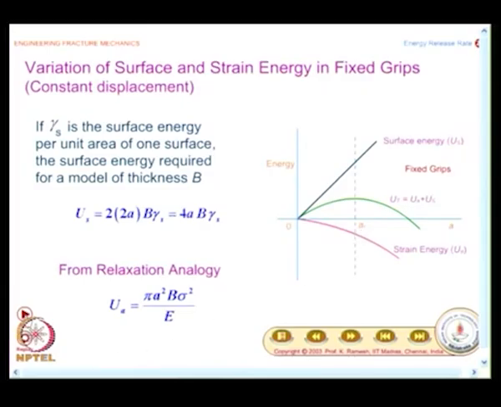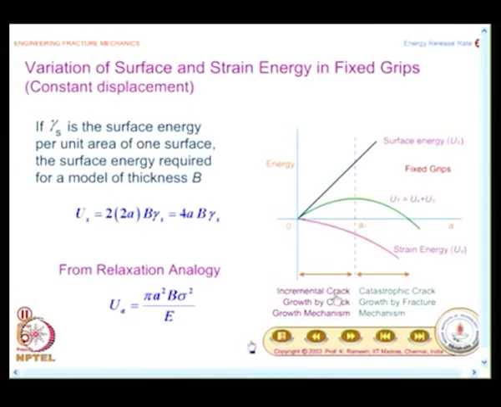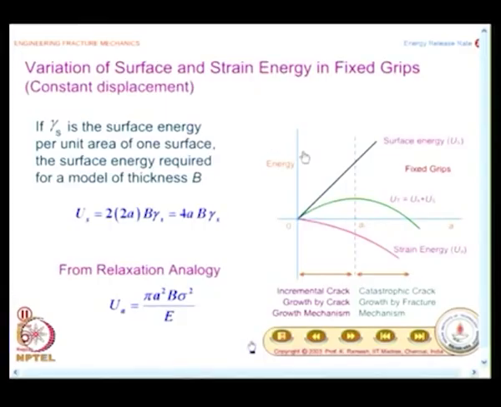So, you have a region where it is incremental crack growth by crack growth mechanism, and in this zone it is catastrophic crack growth by fracture mechanism. This is given pictorially. We would like to have this quantitatively. So, we will look at it from a mathematical standpoint, but I would like you to make a neat sketch of this diagram. This is very illustrative of what is really happening.